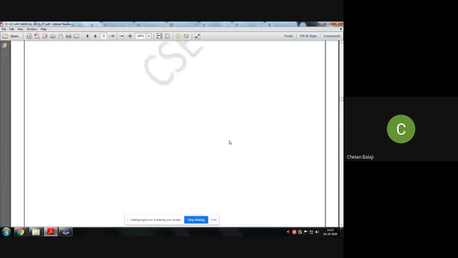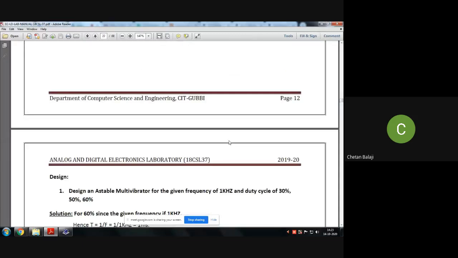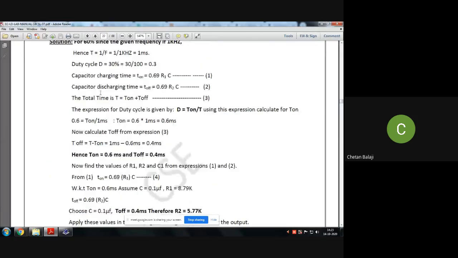Okay, for that you have to use this formula. Students, write down this: t on equals 0.69 R1 into C. T off equals 0.69 R2 into C.